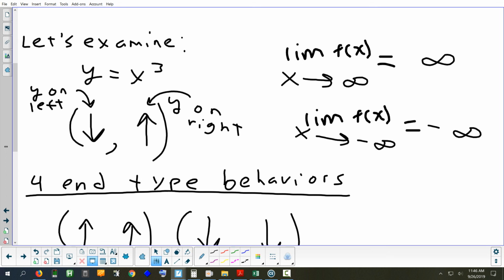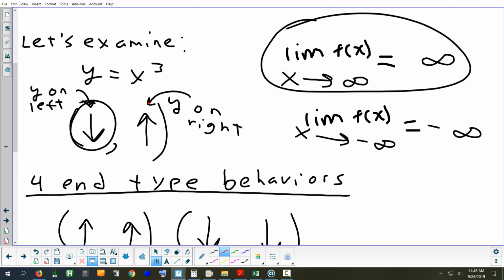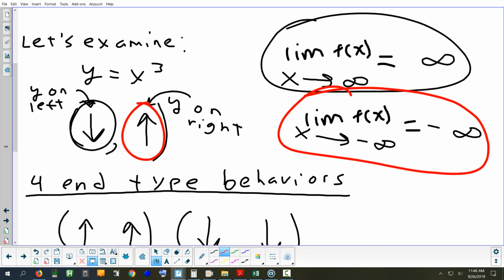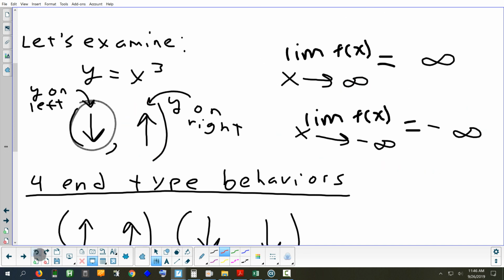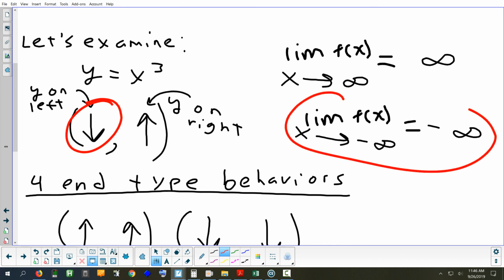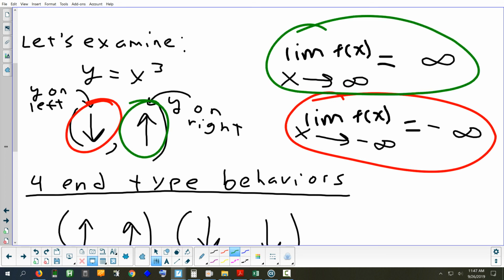So as x approaches infinity means as you go to the right, what's happening? As x approaches negative infinity means what's happening on the left. So this is this. And that, did I circle it? Yep, did it backwards. Sorry. That is that. Negative infinity means as you head left. That's my left. This is on the right. As x approaches infinity means head to the right.